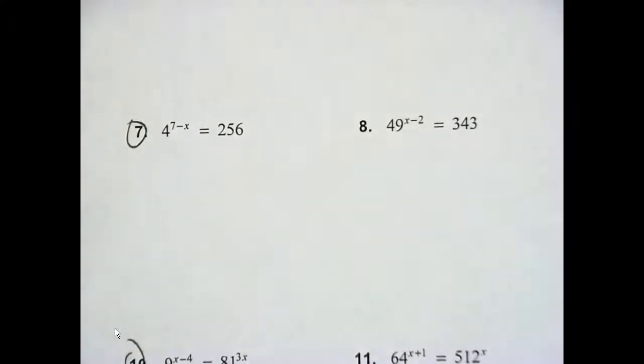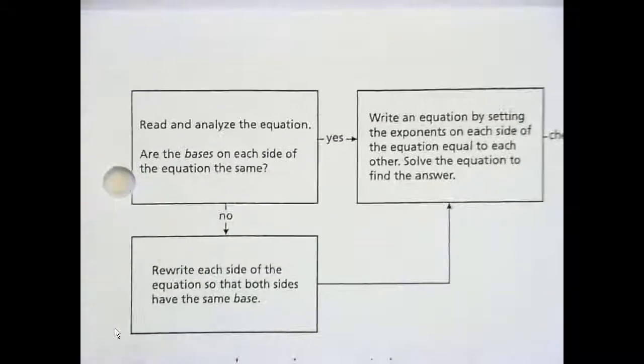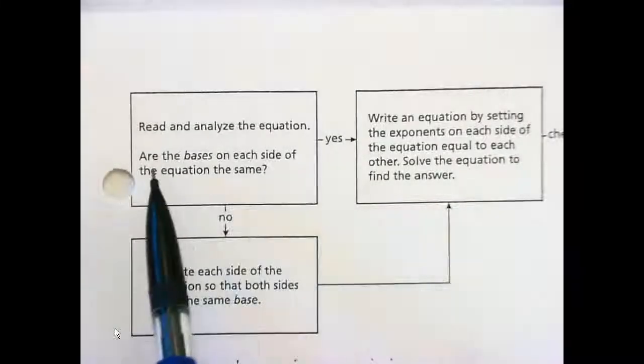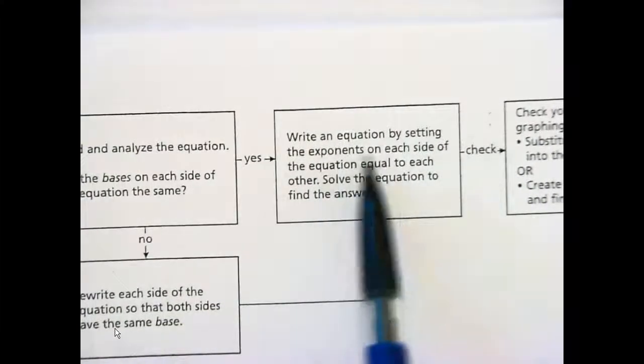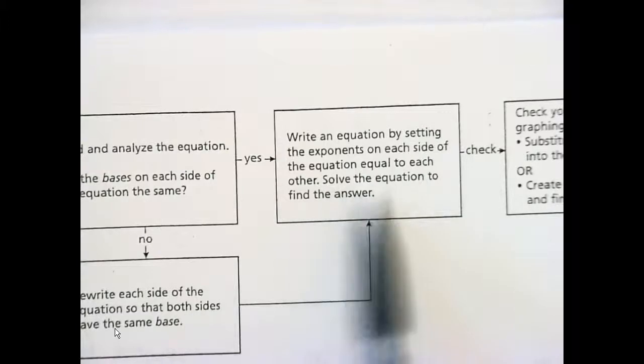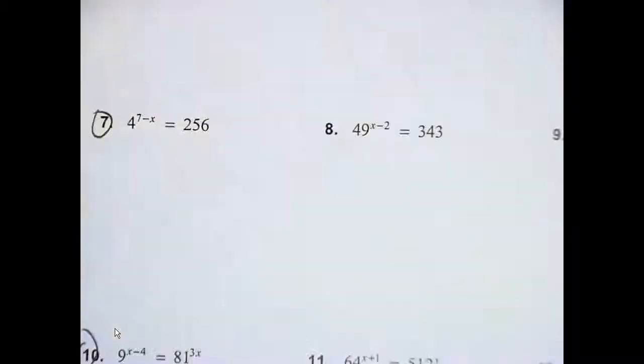Now if you look at that sheet you picked up on the way in, there's a little flow chart on the back. You turn it over. It gives you some steps here. It says, read and analyze the equation. Are the bases on each side the same? If you say yes, write the equation by setting the exponents on each side equal to each other and solve the equation, and then check by using your graphing calculator, substituting in. This is on the back of this page, right? The one we filled out on the way in.